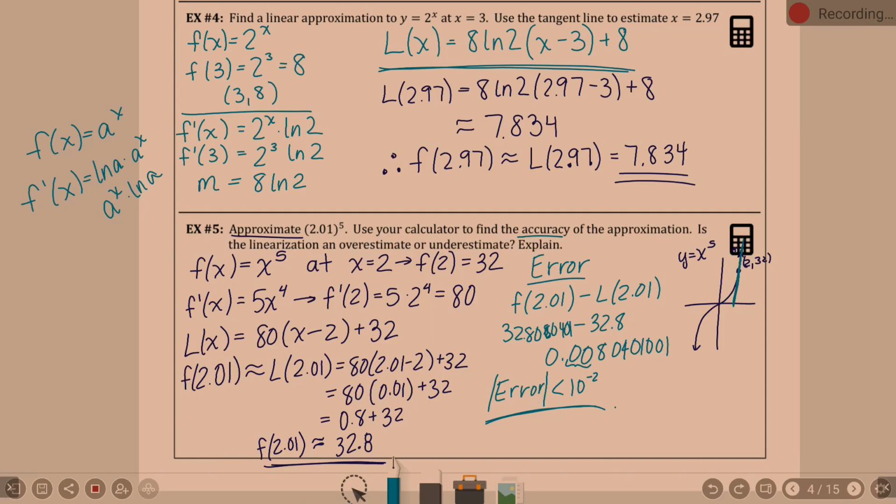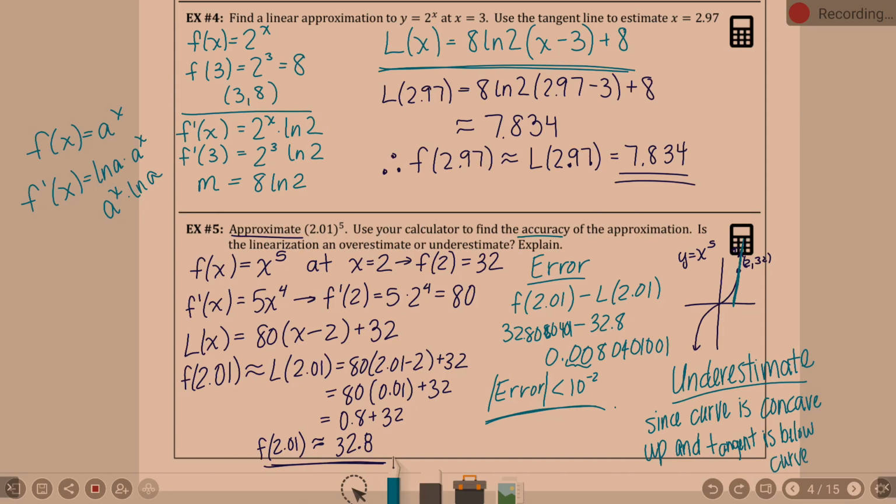Okay. And I know that one's a hard one to write out. Underestimate, since the curve is concave up, and the tangent is below the curve. I don't know how much of that you need to write, but write as much of it as you want.